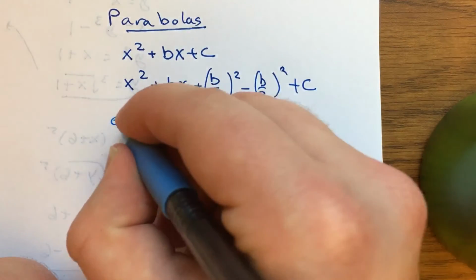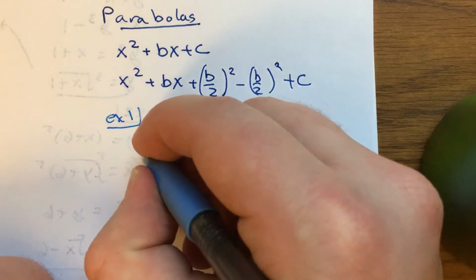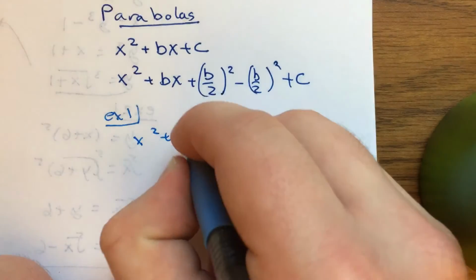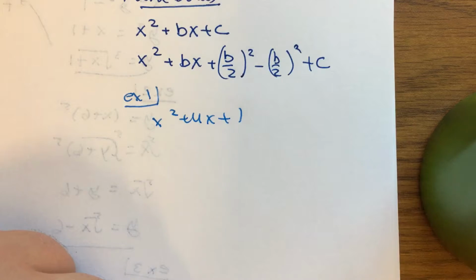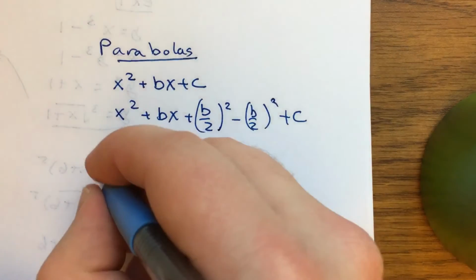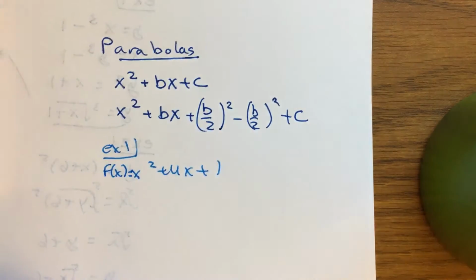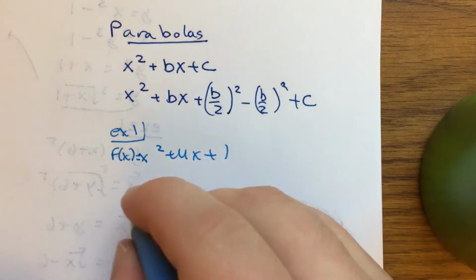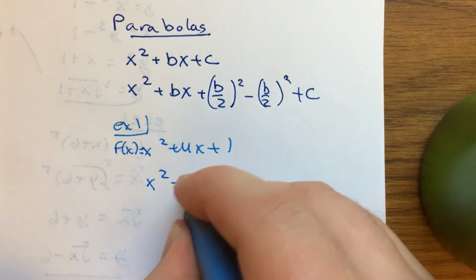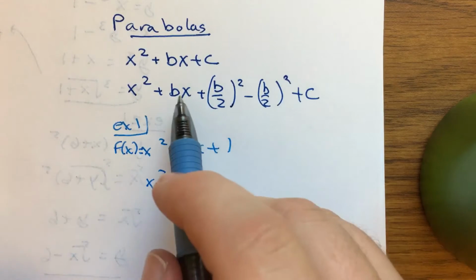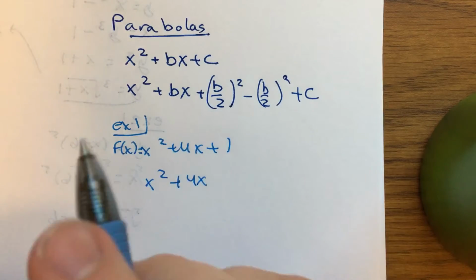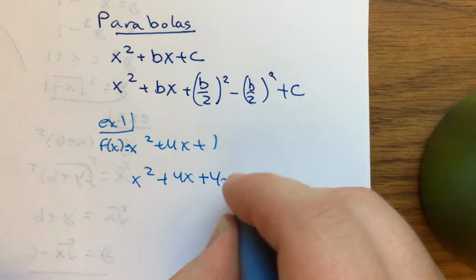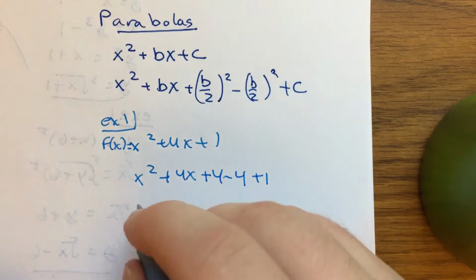Let's consider x squared plus 4x plus 1. Okay? Oh, we should probably call this a function. So, let's try to do some rearranging. So we get x squared plus 4x. We have our b is 4. 4 divided by 2 is 2. Squared is 4. Plus 4 minus 4 plus 1.